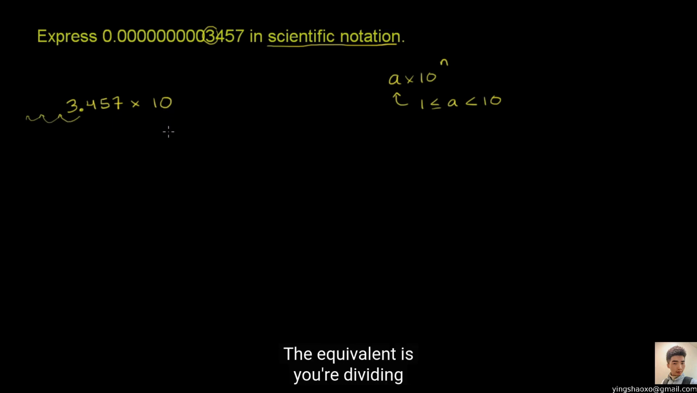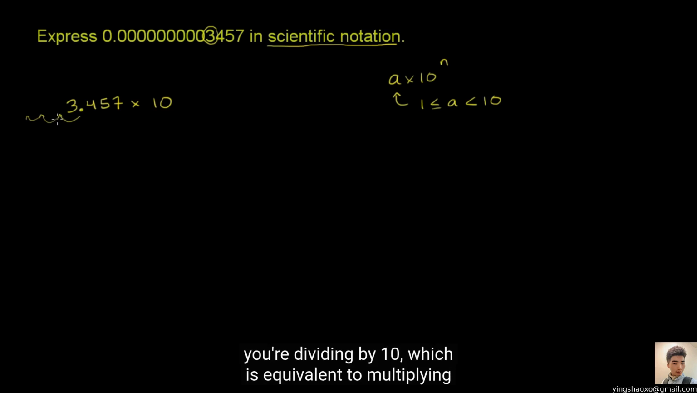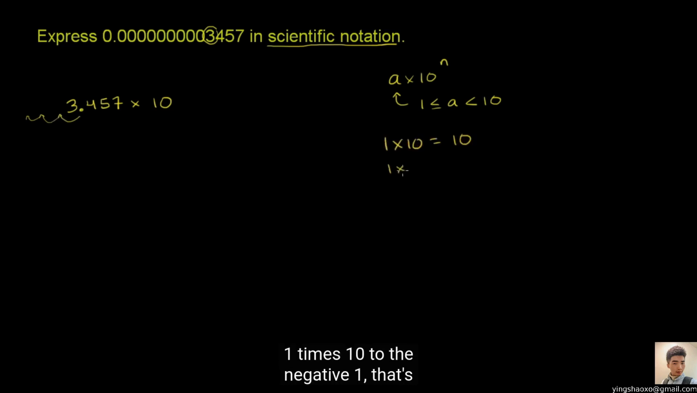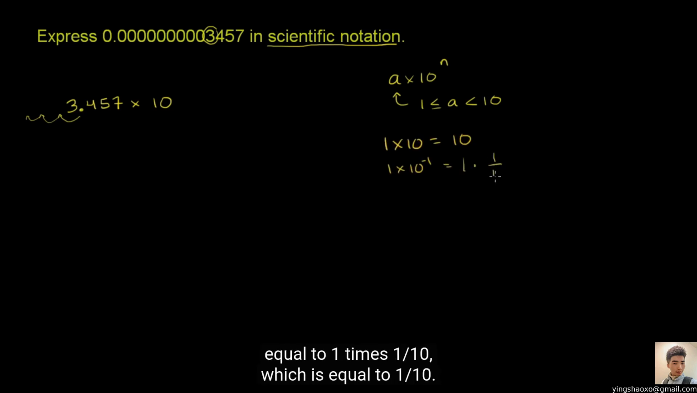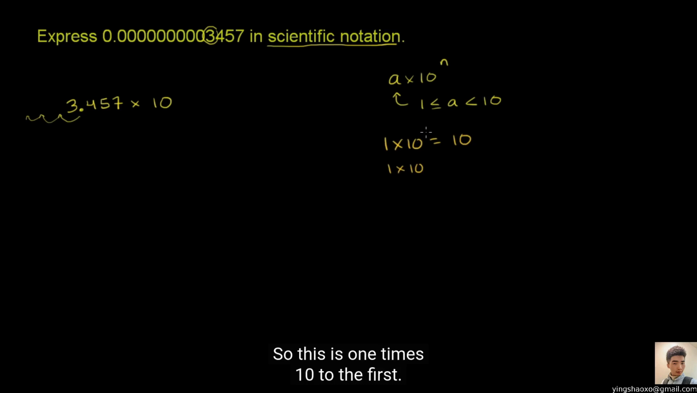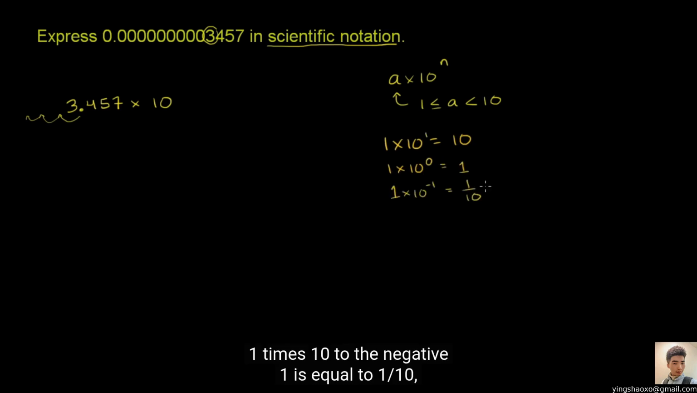The equivalent is you're dividing by a positive integral. The best way to think about it: when you move your exponent 1 to the left, you're dividing by 10, which is equivalent to multiplying by 10 to the negative 1 power. 1 times 10 to the negative 1 is equal to 1 times 1 over 10. 1 times 10 to the 0 is 1 times 1. 1 times 10 to the negative 1 is equal to 1 over 10, which is equal to 0.1.